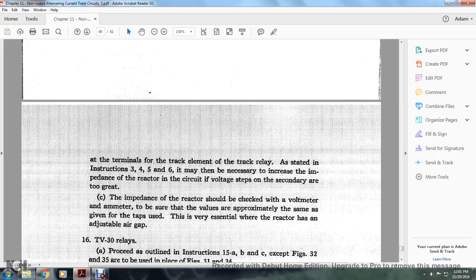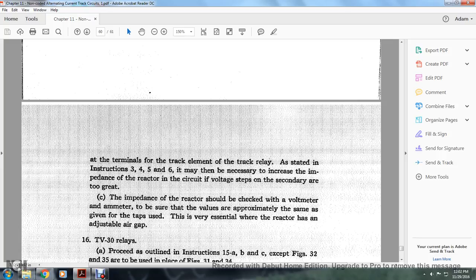At the terminals of the track element of the track relay, as stated in instructions 3, 4, 5, and 6, it may be necessary to increase the impedance of the reactor with the circuit of the voltage tap within the secondary of the track transformer. The impedance of the reactor should be checked with a voltmeter and ammeter to be sure the value is approximately the same as given for the taps used.